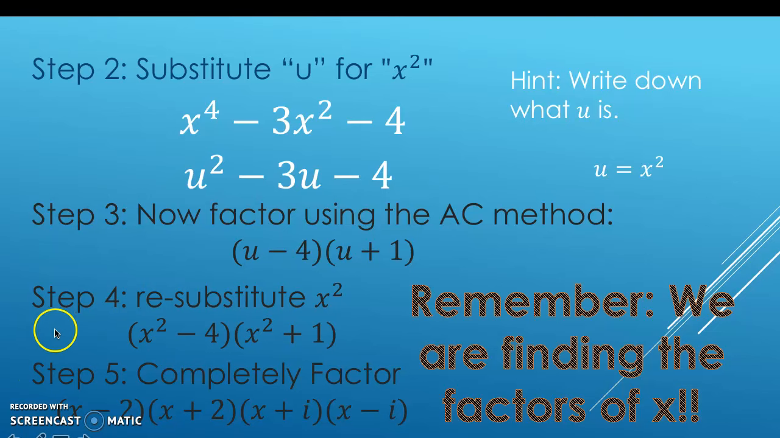So this x squared minus 4 is a difference of squares, so we get x minus 2, x plus 2. X squared plus 1, we get x plus i, x minus i. We'll talk more about this in class tomorrow.